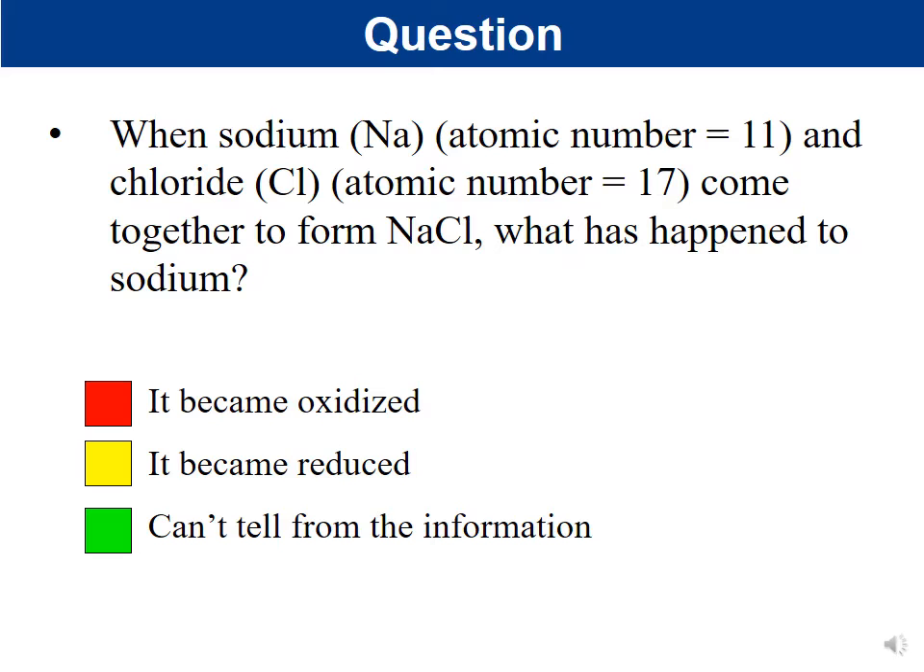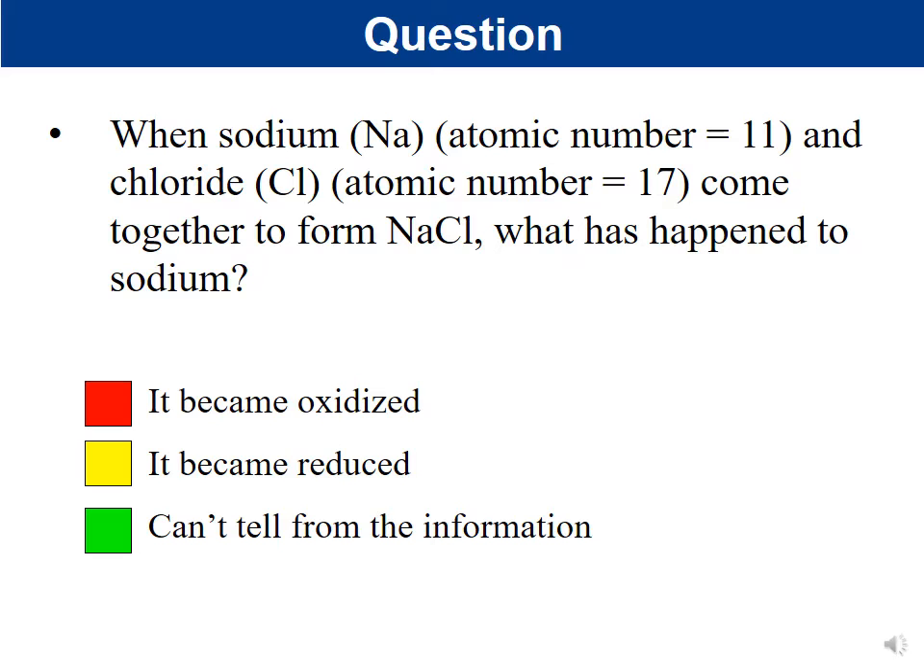So, a question for you to see if you understand your redox reactions. When sodium, atomic number of 11, and chloride, atomic number of 17, come together to form sodium chloride, NaCl, what has happened to the sodium? Red, it became oxidized. Yellow, it became reduced. Or green, can't tell from the information.